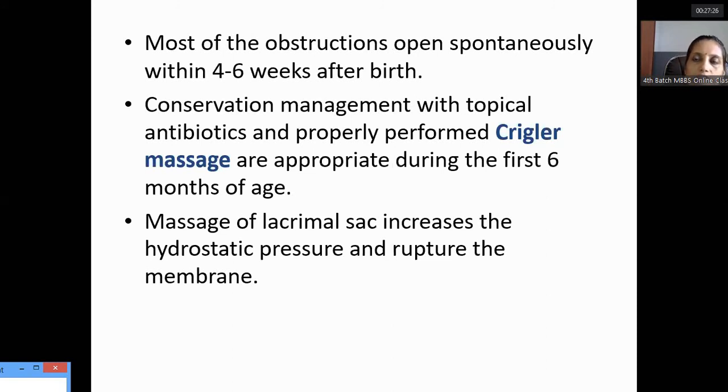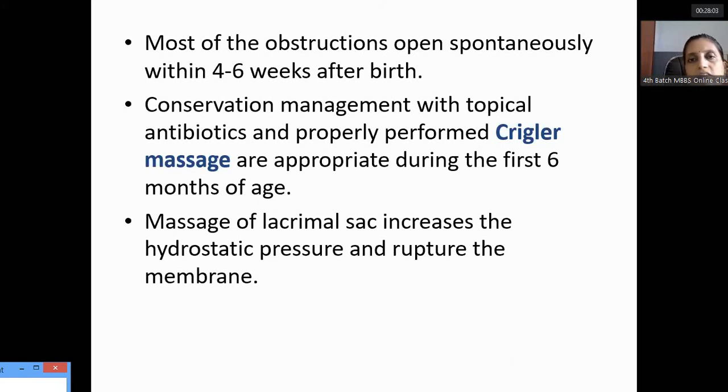Most of the obstruction opens spontaneously within 4 to 6 weeks after birth, but conservative management with topical antibiotic and properly performed Kriegel massage are appropriate during the first 6 months of age. So what we advise is to wait for spontaneous opening, and we just counsel the parents regarding it. And if there is any source of infection, any discharge started there, and we give the antibiotics, then we advise for the Kriegel massage. So what is this Kriegel massage?